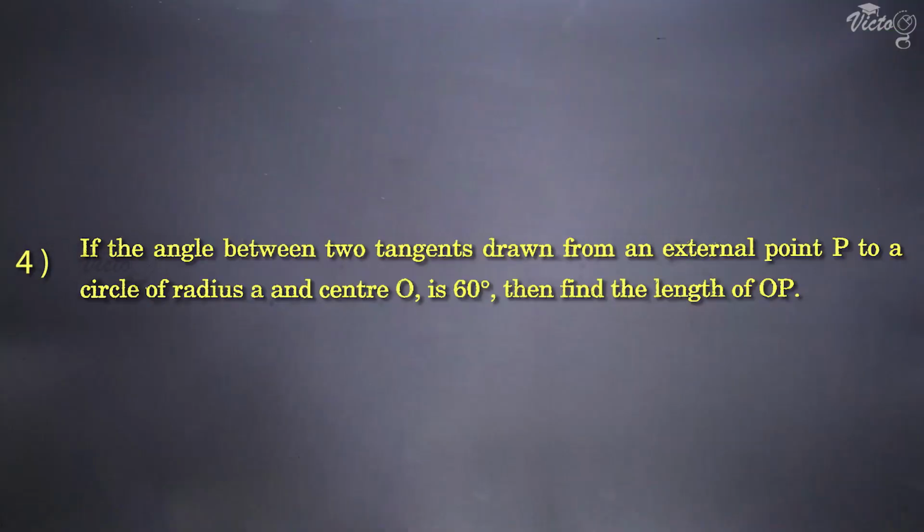If the angle between two tangents drawn from an external point P to a circle of radius A and center O is 60 degrees, then find the length of OP. It is given that the angle between two tangents is drawn from an external point P to a circle. Here also we have to draw a rough sketch.